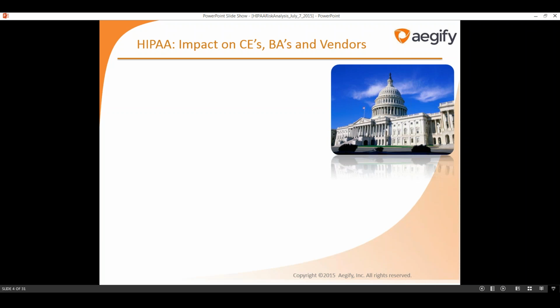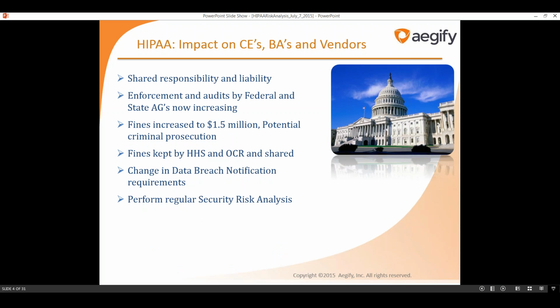So some key changes have happened as a result of HIPAA Omnibus. Let's talk about those. One of the biggest changes that HITECH and now HIPAA Omnibus has brought about is that the business associates are now in the scope of the law. So along with covered entities, all business associates need to be compliant with HIPAA. And not only that, there is a shared responsibility and liability that covered entities and business associates have to ensure that they are HIPAA compliant, that they are taking steps to proactively manage their downstream business associates and vendors.